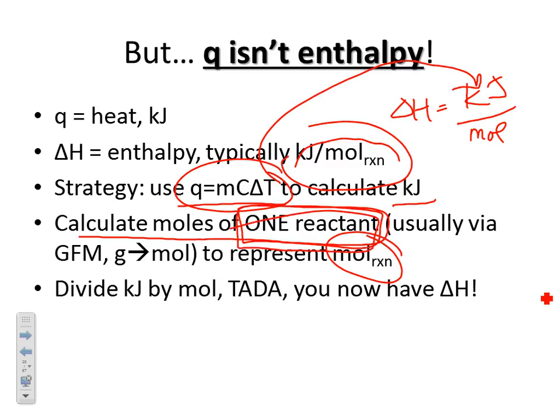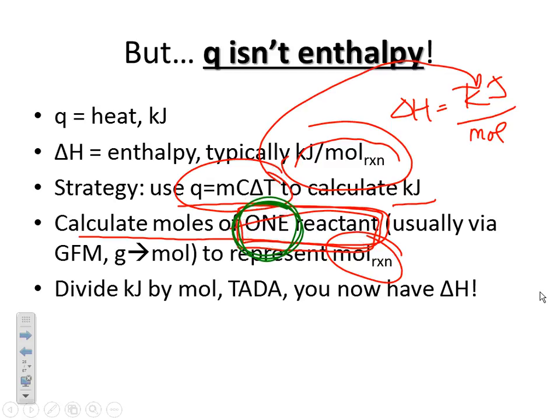One. Not all. No, not all. You're not finding moles of everything and adding them together, because remember, delta H is tied to the coefficients. It's not tied to all of them at once. It's tied to them individually. It's for that particular mole ratio.